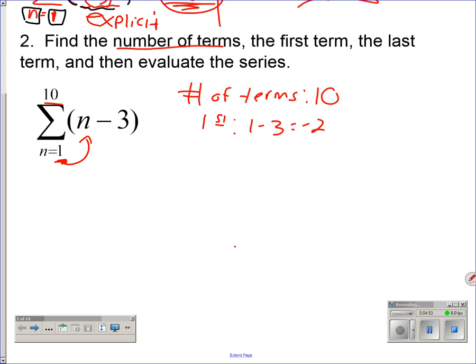Our last term, if I want to know our last term, what do I plug in? Yeah, you plug in the top number for n. So that's 10 minus 3, 7. Now, if I wanted to know what the summation of this pattern is, which in this case, that's a linear equation, that's arithmetic, what do you get? 25. All right, how do you feel about that? I mean, that really basically catches up to everything we've done.